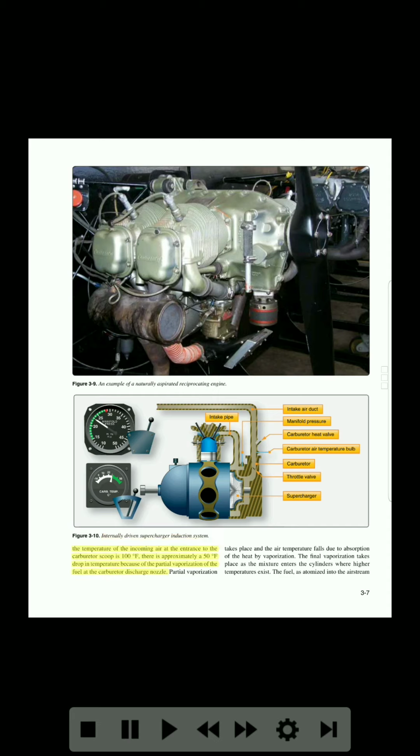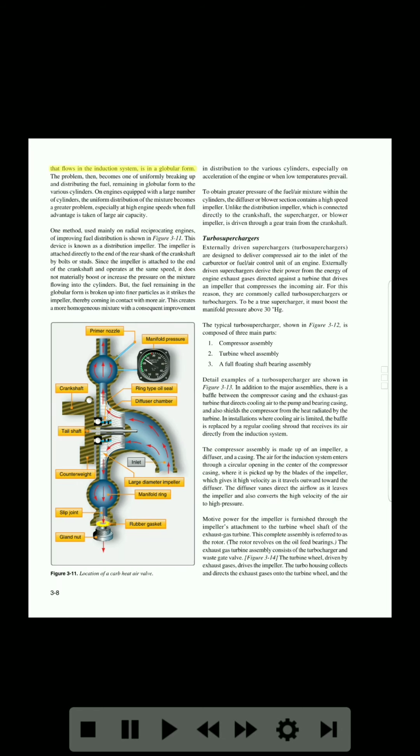The temperature of the incoming air at the entrance to the carburetor scoop is 100 degrees Fahrenheit. There is approximately a 50 degrees Fahrenheit drop in temperature because of the partial vaporization of the fuel at the carburetor discharge nozzle. Partial vaporization takes place and the air temperature falls due to absorption of heat by vaporization. The final vaporization takes place as the mixture enters the cylinders where higher temperatures exist. The fuel, as atomized into the airstream that flows in the induction system, is in a globular form.